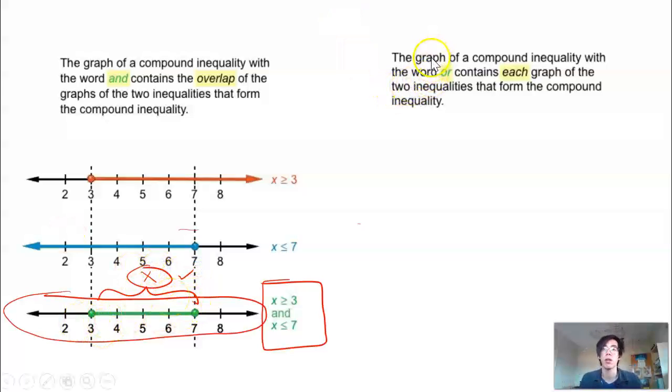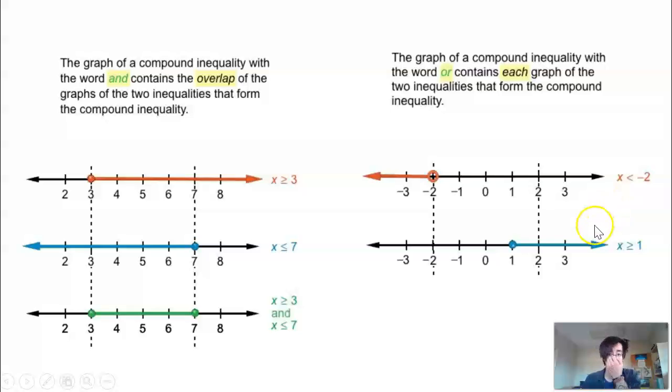Now let's look at this one. The graph of a compound inequality with the word or, that's the key word right there, contains each graph of the two inequalities that form the compound inequality. So let's look at this right here. We got this one.